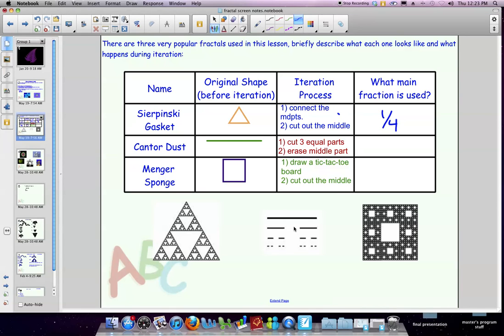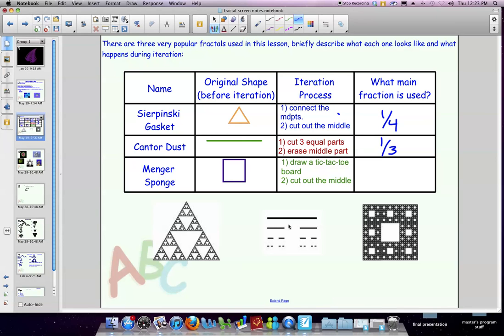The next one we're going to talk about is the Cantor dust. This is the picture of Cantor dust here. It starts out, your original shape is a line. You cut it into 3 equal parts. So you split it here and here, creating 3 equal parts, and you erase the middle part. So what fraction is used? Since you take the original shape and you split it into 3 pieces, the fraction that is used is 1/3.